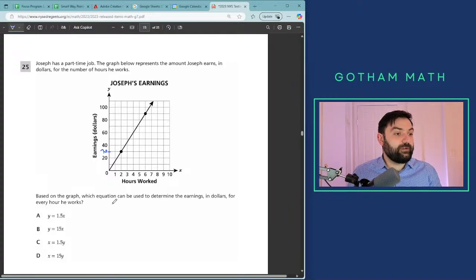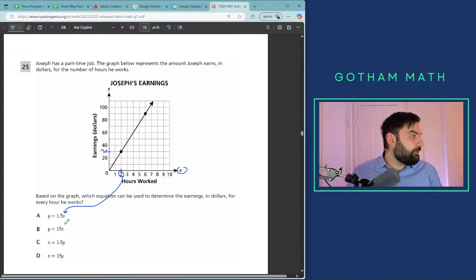Based on the graph, which equation can be used to determine the earnings in dollars for every hour he works? Since the hours are the x, right? One of the easiest ways to get the right answer would be plugging in 2 instead of the x in all of the equations and see which one will give you 30 as the answer. Okay? So we take the 2, it's the x, and we plug it in here. What are we going to get?